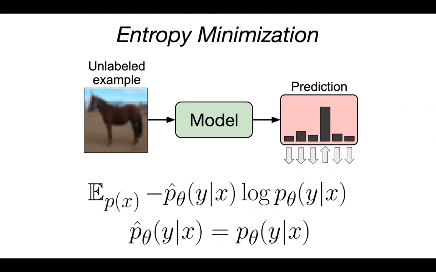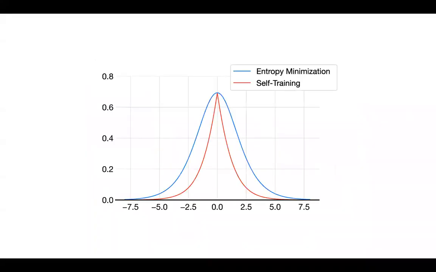And this still doesn't really explain why this works. It's not totally clear why we would want to minimize the entropy on unlabeled data points, but that's what entropy minimization does. And just to connect this back to self-training, if you plot this loss function for a model that has a single output, so a binary classification problem where there's a single logit on the model, and you plot the loss with respect to the value of that logit, then these are the two loss functions. One of them is entropy minimization in blue, and the other is self-training in red. And you can see they look very, very similar.